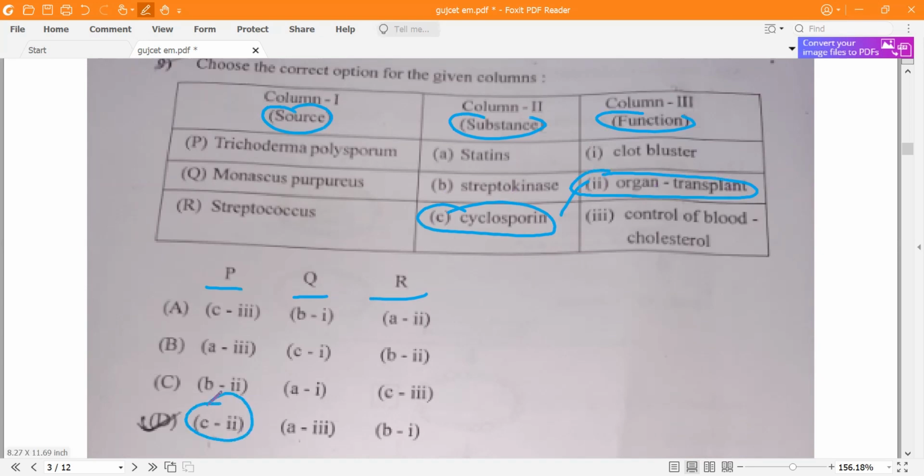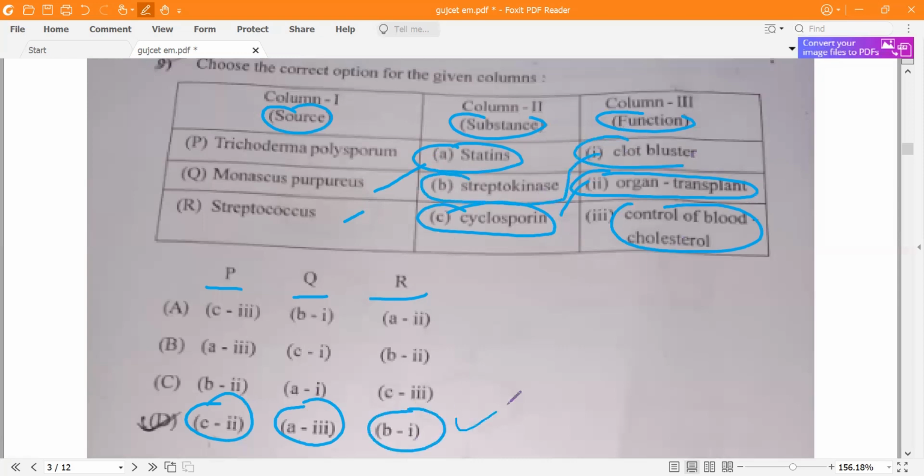Then there is Monascus purpureus, they will produce statins, and these statins are mainly used as blood cholesterol lowering agents. So there is A3. And then there is Streptococcus, which produces streptokinase, a clot buster. So it is B1. So it is correct.